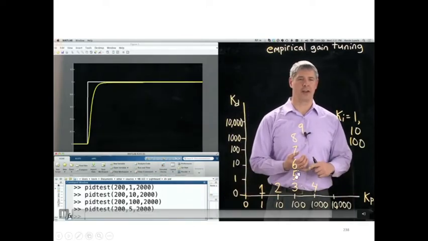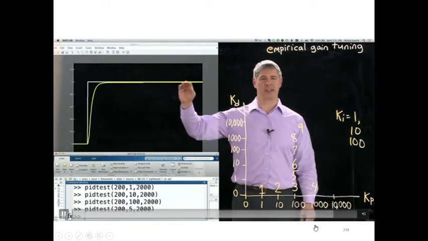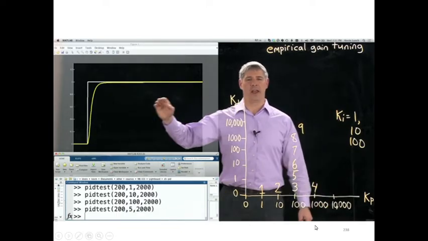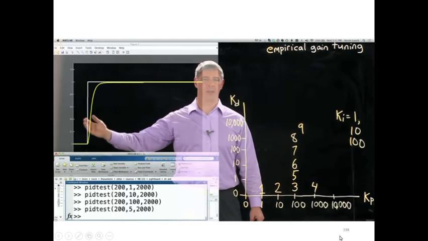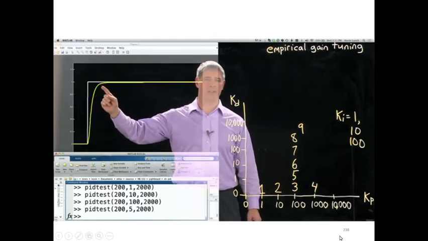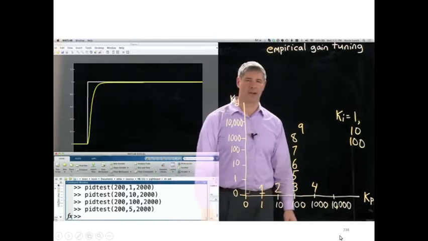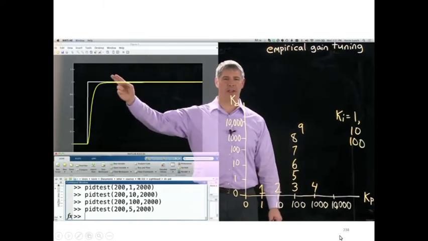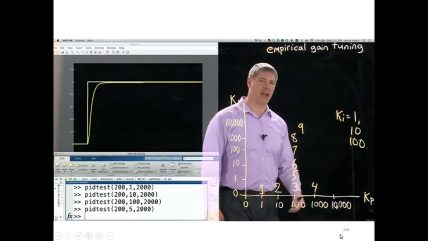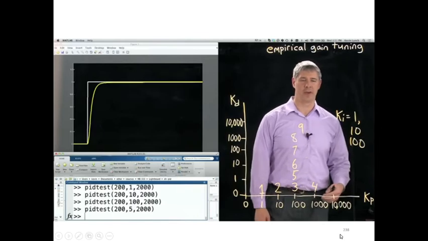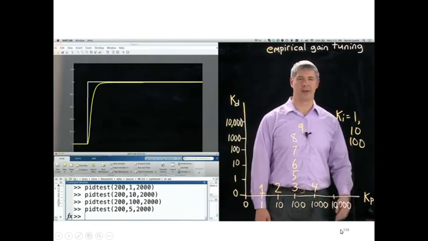So things you care about in your response are how much steady state error do you have here, and do you overshoot, and how long does it take to settle? So here it settles to, say, within 2% of the final value by around here or so. So the faster that happens, the better. The less overshoot, the better, and the less steady state error, the better.